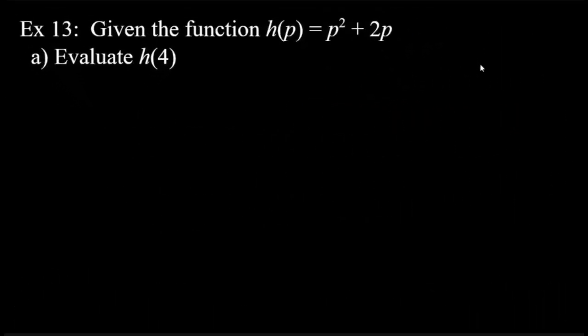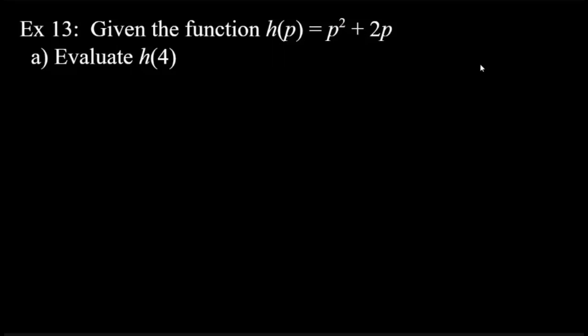If nobody has any questions, let's continue on with example 13. We are given this function, h of p equals p squared plus 2p, and we're supposed to evaluate h of 4. So if you remember yesterday, we were talking about the input value and the output value. What are they giving us when they tell us h of 4? Is that the input value or the output value?